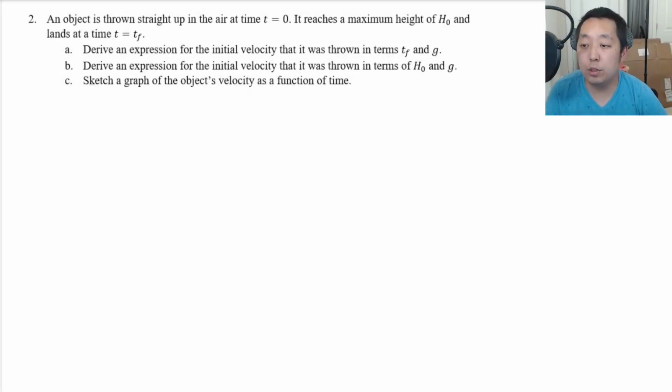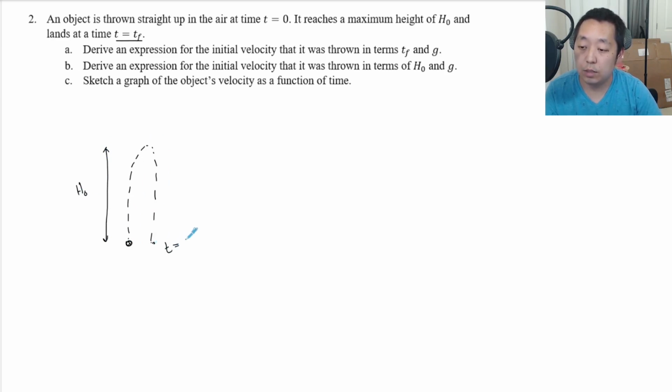An object is thrown straight up in the air at time t equals 0. It reaches a maximum height of h0 and lands at time t equals tf. So let's draw a picture. We're going to have an object that's going to go up and then down, and it reaches a height of h0, and then it lands here at time t equals tf. Derive an expression for the initial velocity that was thrown in terms of tf and g.